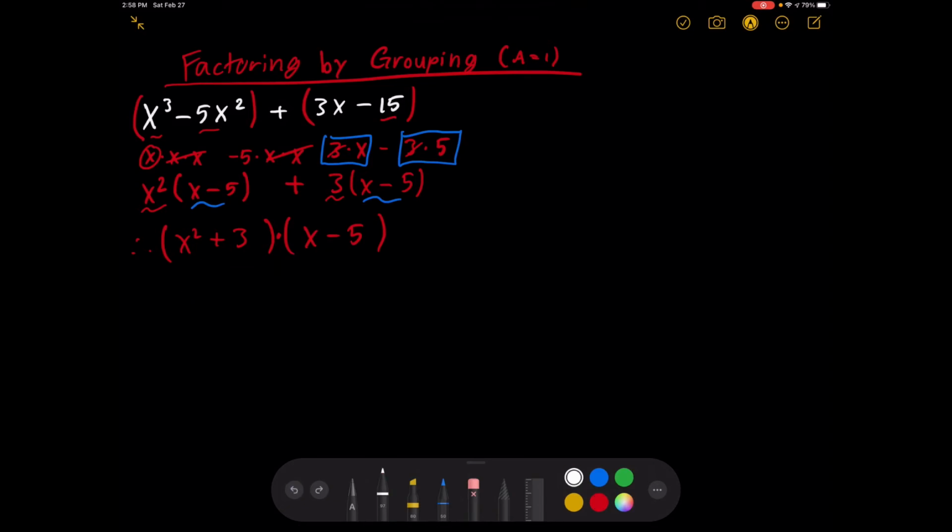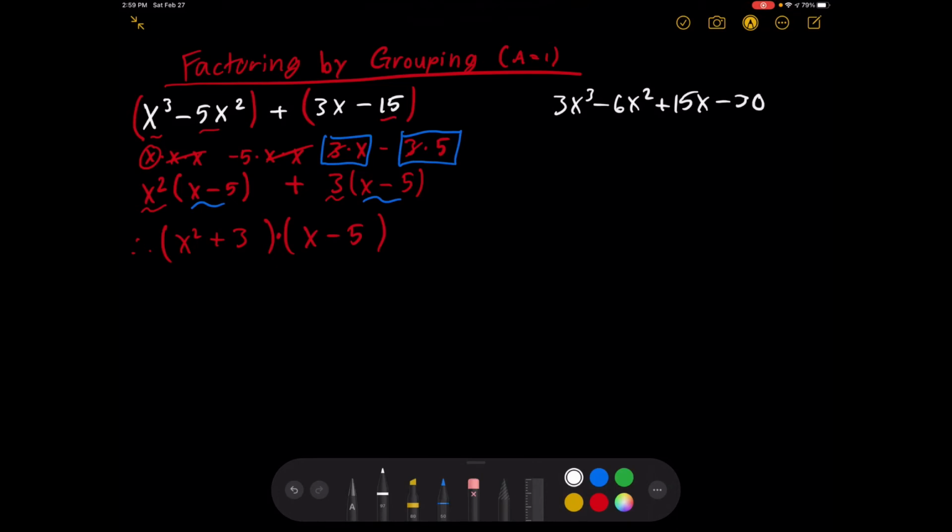So let's do one more problem. I mean, that's pretty simple. That's just factoring by grouping. This next one's going to be 3x cubed minus 6x squared plus 15x minus 30.